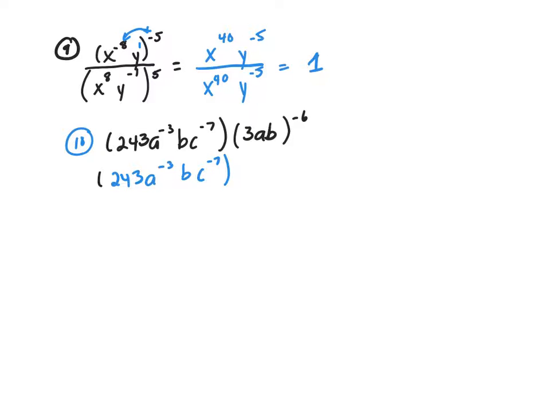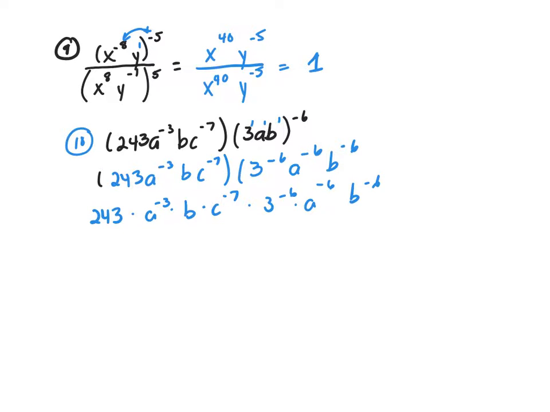And let's get rid of our parentheses here. You've got exponents of 1. Power to power, you multiply. That's 3 to the negative 6, a to the negative 6, b to the negative 6. So let me see here. We've got 243 times a to the negative 3, b, c to the negative 7, 3 to the negative 6, a to the negative 6, b to the negative 6.